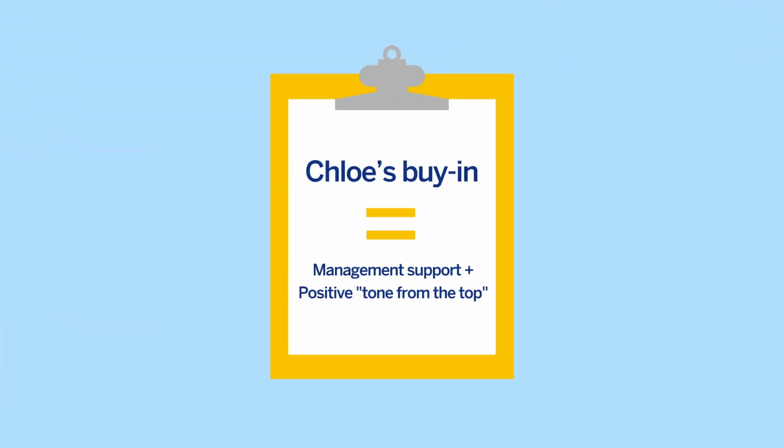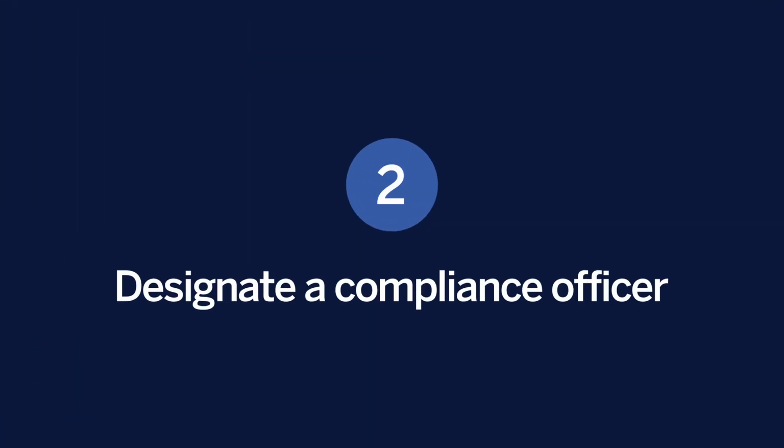Together, we can get the rest of the team on board. Plus, it's good for us. More and more large companies now require smaller vendors like us to have compliance measures in place. Exactly. Step 2. Designate a compliance officer.